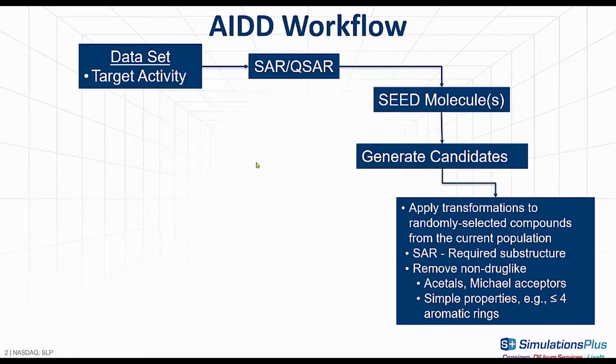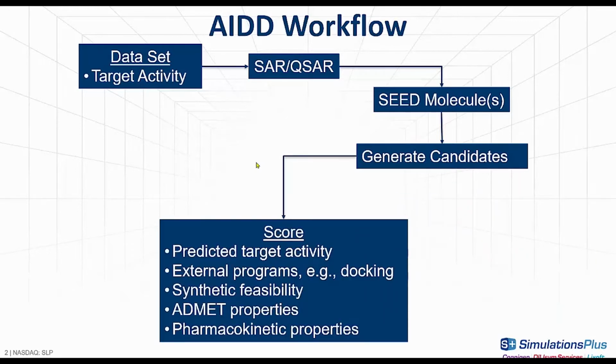We also have a drug-like filter that will remove non-drug-like compounds such as acetals, Michael acceptors, etc. And this can be modified by the user to remove compounds that are undesirable. Next, we'll take those candidate compounds and we'll predict target activity using the QSAR model. You can also use external programs, for example, docking into an active site, to score the molecules.